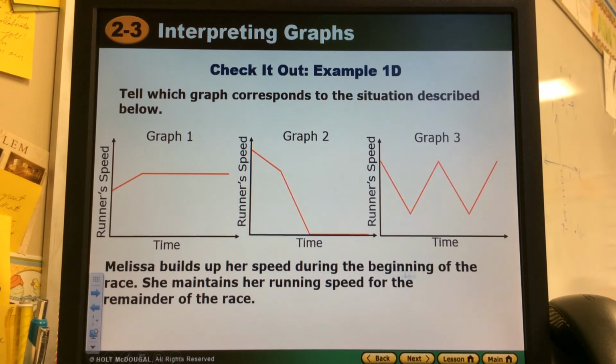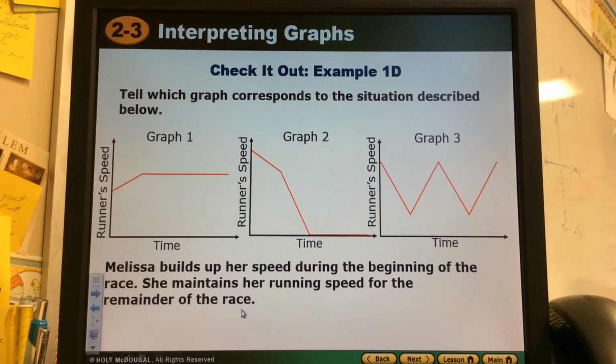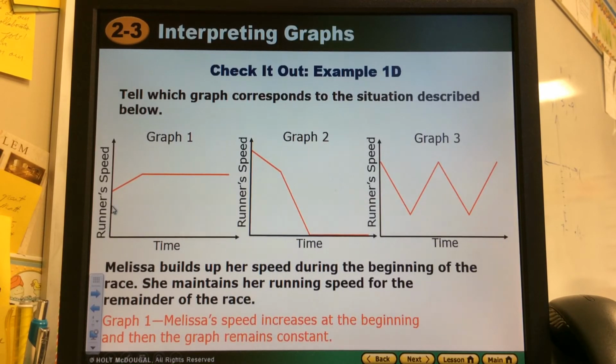All right, we're going to look at the same 3 graphs, and this time Melissa builds up her speed during the beginning of the race. She maintains her speed for the remainder of the race. So if you want to pause here and see if you can figure out which one that is, it's not going to be 2, but either 1 or 3. And then turn it back on, and I'm going to tell you the answer right now. So the answer is graph 1. And in that situation, okay, her speed is right here, whatever speed that is, but then she starts to gradually go a little faster, and then she maintains this constant speed throughout the race.